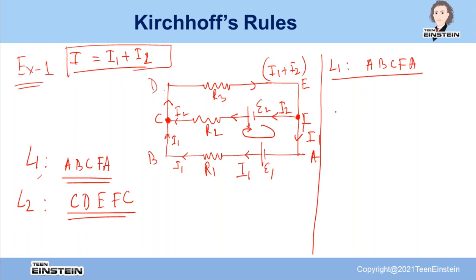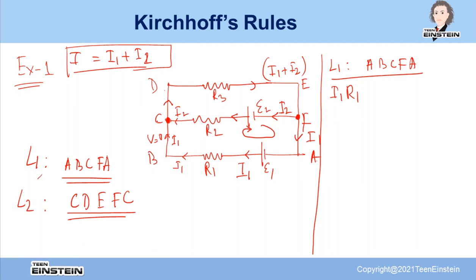Look at the direction of the current over here. The direction of the current is F to C, but I am moving from C to F. That means my current direction is opposite to my loop direction. Look here, this is the loop direction and this is the current direction. So these are two opposite directions. So I'll write here minus I2 into R2. This is the voltage drop across the resistors in this loop.